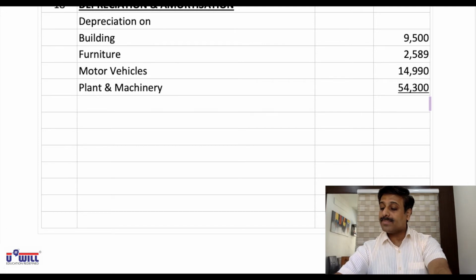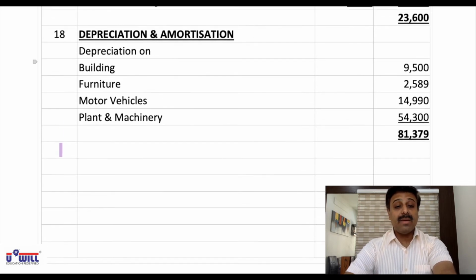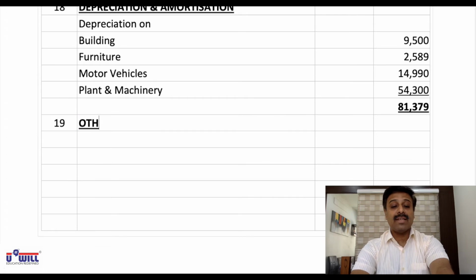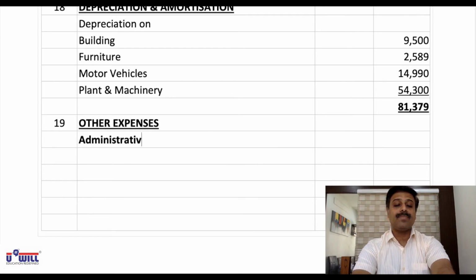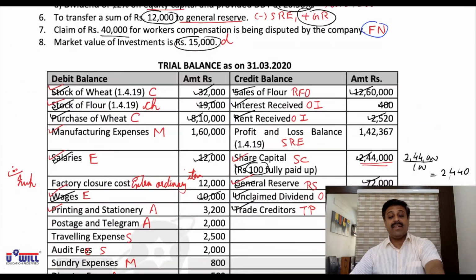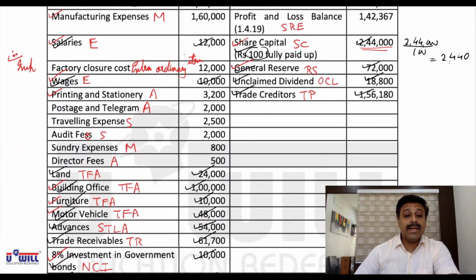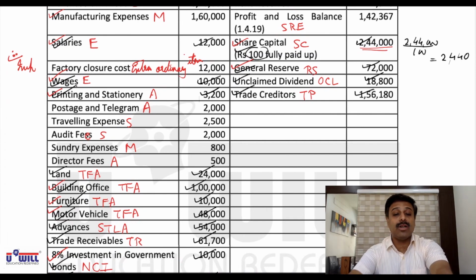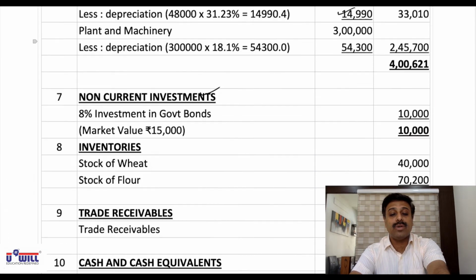So total will come to 9,500 plus 2,589 plus 14,990 plus 54,300, that is 81,379. Then after depreciation and amortization, lastly what we have is other expenses. In other expenses, first we have administration expenses. All the items marked as A. In that we have printing and stationery, 3,200. Tick is there, means inner column. Printing and stationery, 3,200 in inner column.